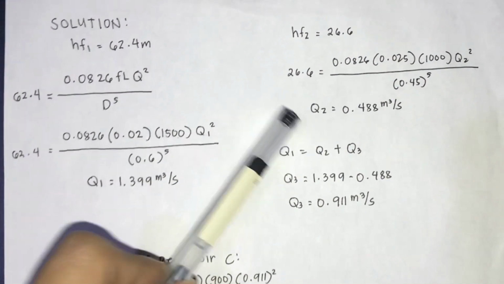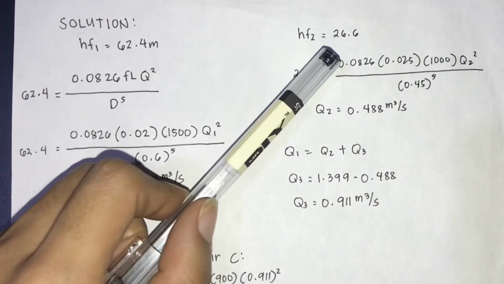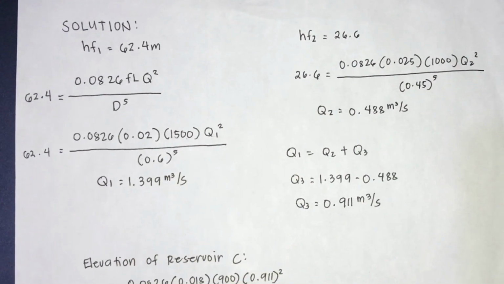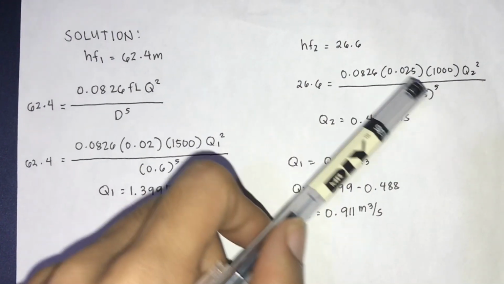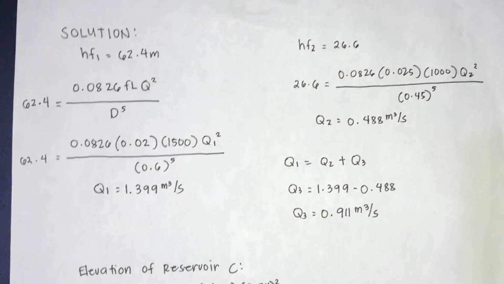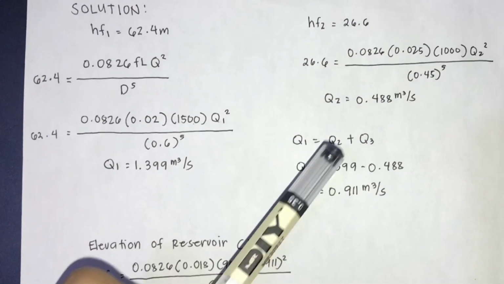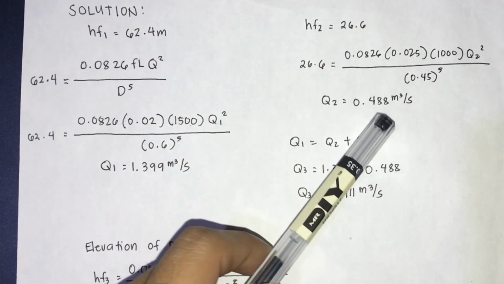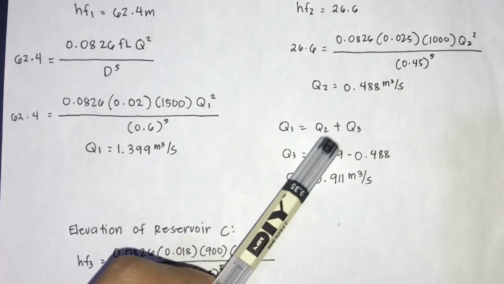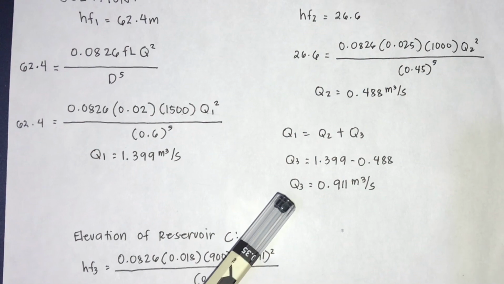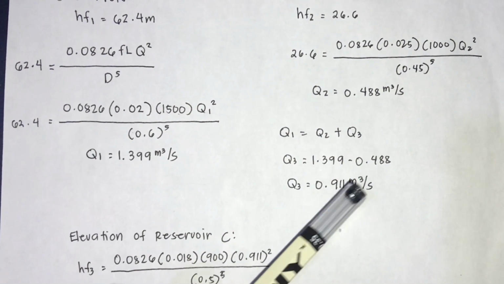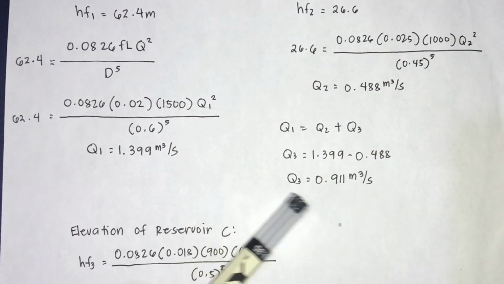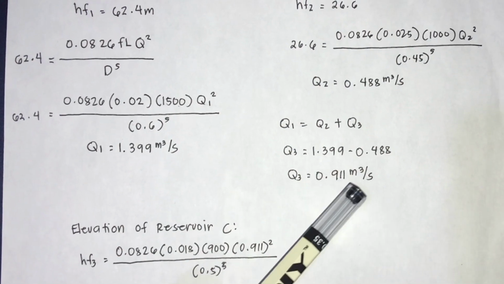So for discharge 2, HF2 is equal to 26.6. Substitute: 26.6 is equal to 0.0826 times the coefficient 0.025 times the length 1000 times Q2 squared, all over diameter 0.45 raised to 5. So Q2 is equal to 0.488 cubic meters per second. Since Q1 is equal to Q2 plus Q3, Q3 is equal to 1.399 minus 0.488. So Q3 is equal to 0.911 cubic meters per second.